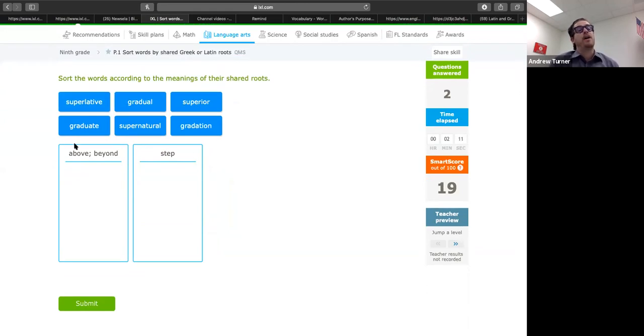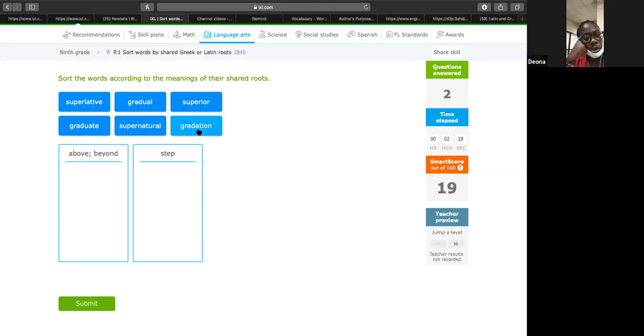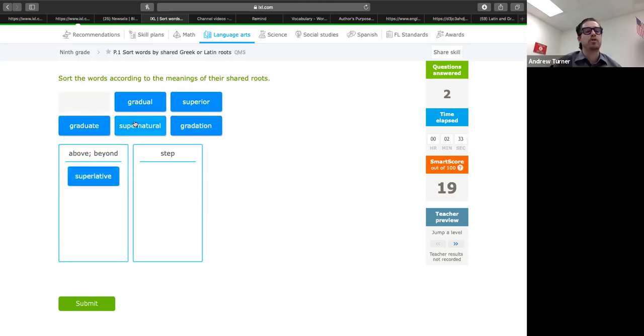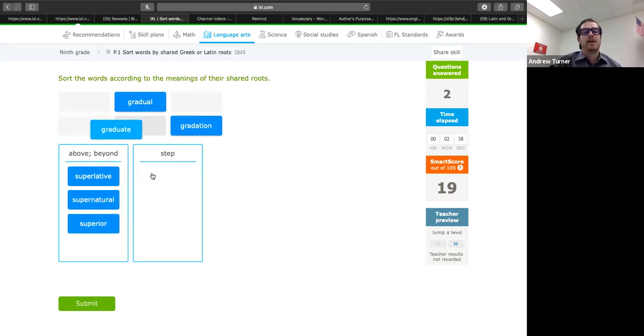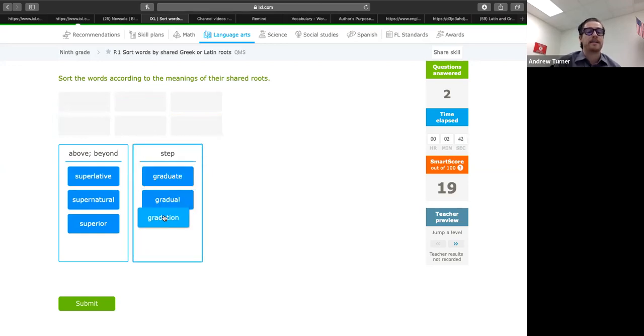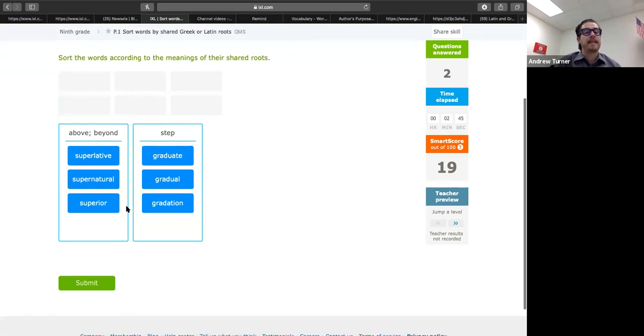All right, so we're looking at above, beyond, okay, and then step. Superlative, gradual, superior, graduate, natural, and then gradation. So superior is above and beyond. So anything starting with super, which means above and beyond. There you go, bingo, bango. And then the gradual is going to be your step. Like when you graduate, you're taking a step across the stage. Graduation, that is a big step, okay?